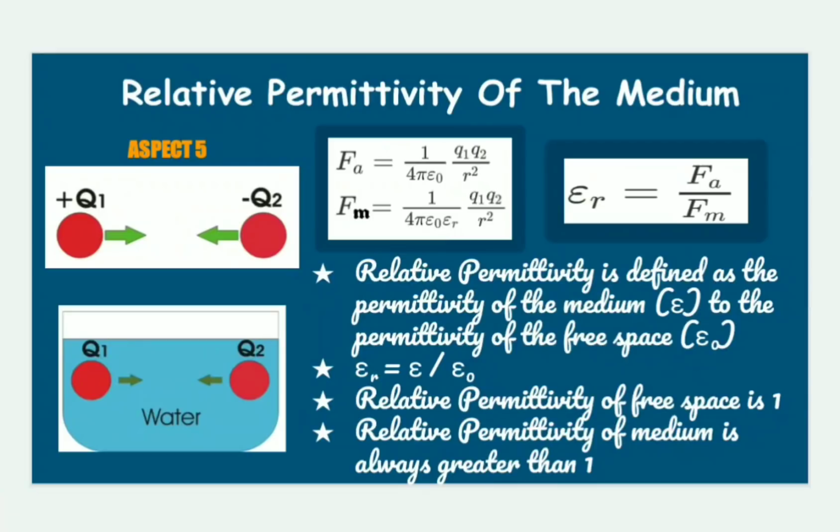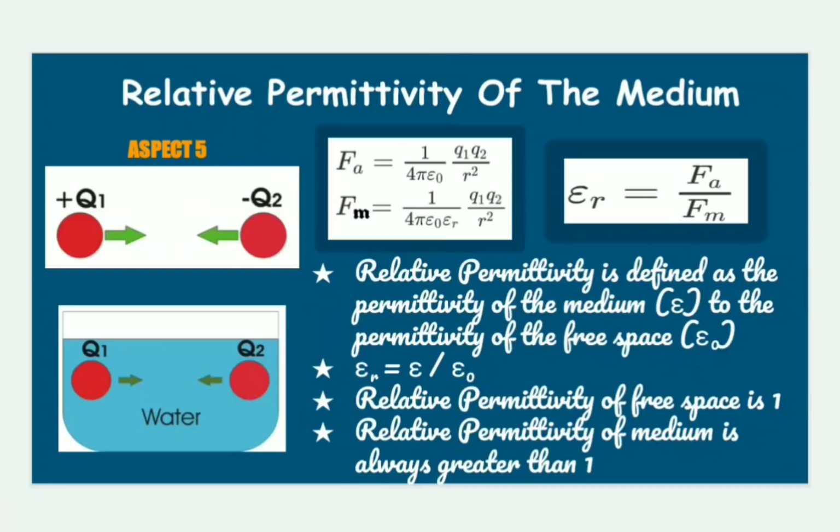Fa is 1 by 4 pi epsilon naught Q1 Q2 by R square. When coming to the medium, it is 1 by 4 pi epsilon naught epsilon r Q1 Q2 by R square. So what we are going to do is divide Fa by Fm. When you divide Fa by Fm, what you get is epsilon by epsilon naught, and that is equal to epsilon r. And this epsilon r is always the ratio between the permittivity of the medium to the permittivity of the free space. So its formula is epsilon by epsilon naught.